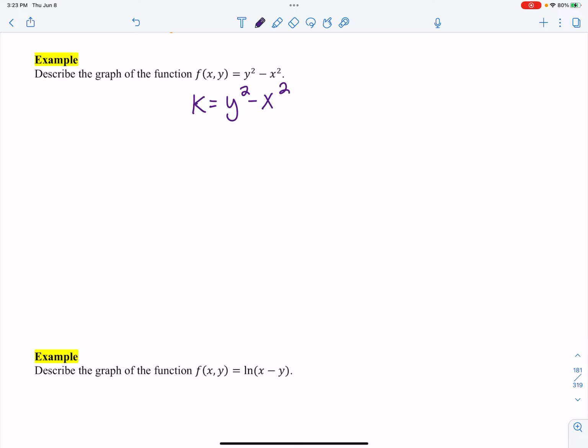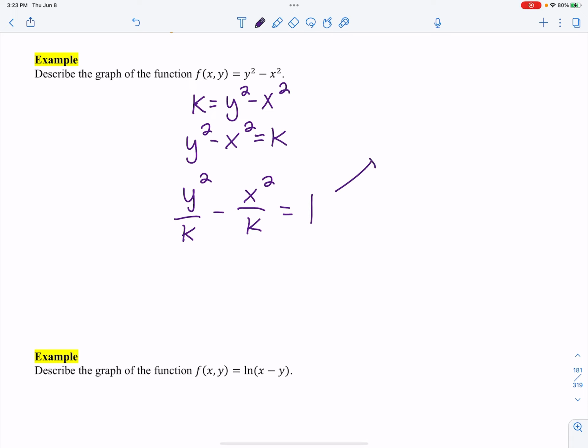Right, and then if I manipulate this, we can just flip it over really. Y squared minus x squared equals k. I know that didn't help a lot, but if I divide by k now, I got y squared over k minus x squared over k equals 1. Now, you may have to use your notes for this. This is a hyperbola. Hyperbolas along... And it actually changes based on k, if it's positive or negative.